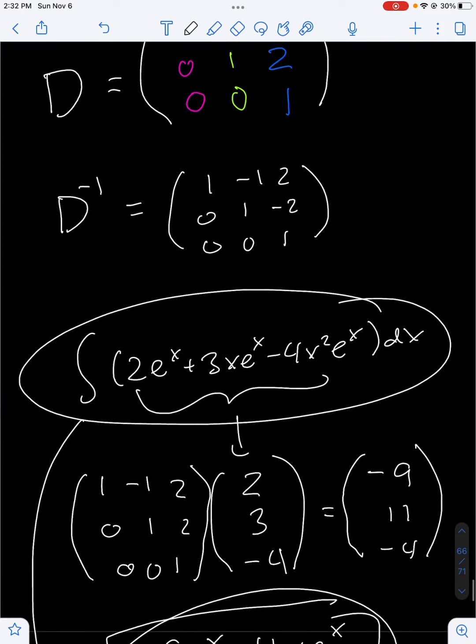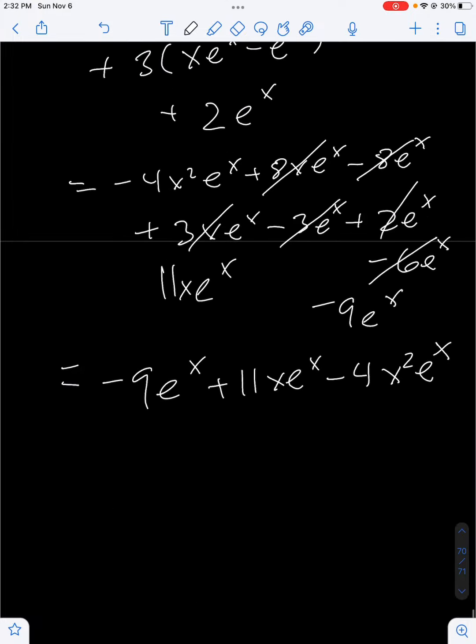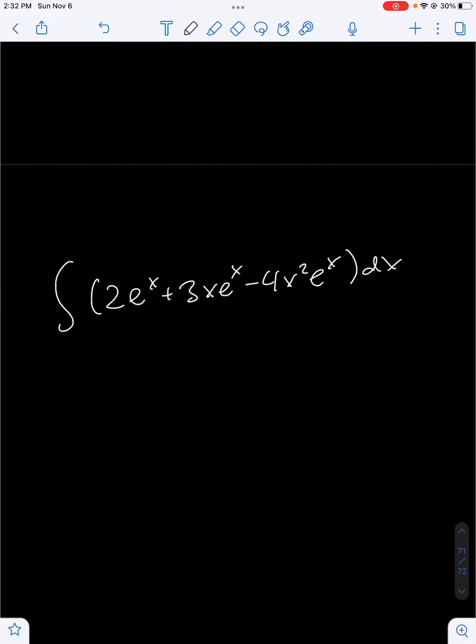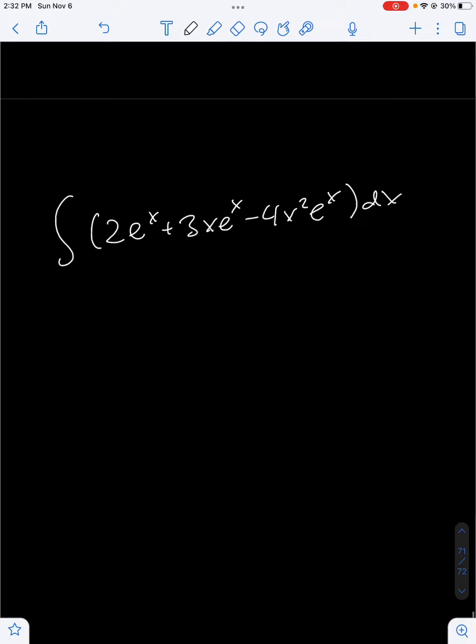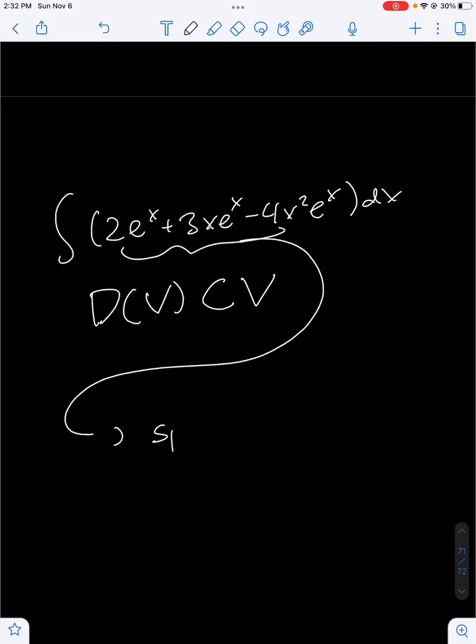Now, there are a couple of things that we have to go over, and there are some limitations of this method. So we want to find this integral, right? And we did. But there is a caveat here. This method only works when the derivative of the vector that's on the inside is a member of the vector space. And our vector space here is just the span of the vectors e to the x, x e to the x, and then x squared e to the x, right?